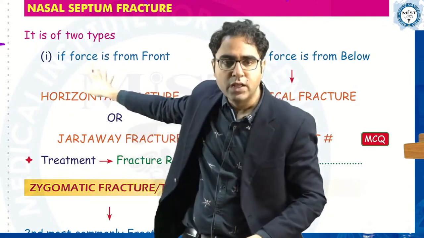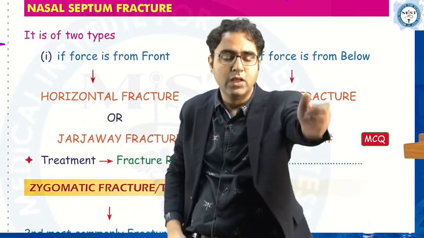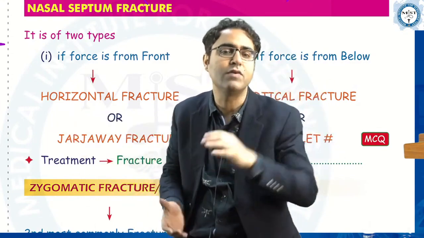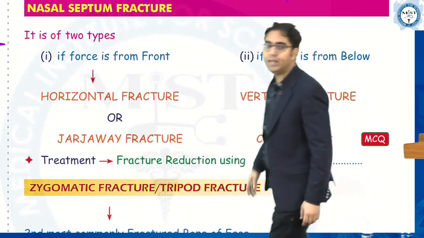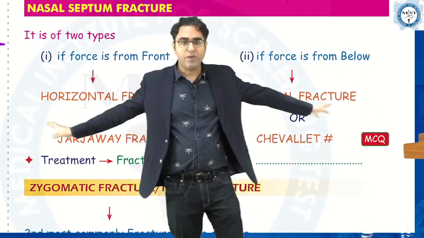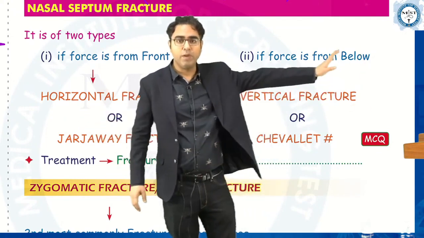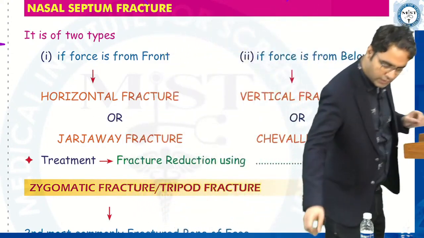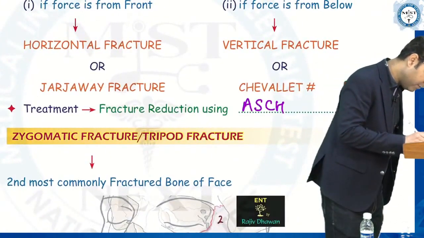So if force is from the front, horizontal fracture, and that's also called Jarjavay fracture. Speak up, beta. If force is from the front, it will lead to which fracture? Horizontal fracture. What is the name of the fracture? Jarjavay fracture. And if force is from below, beta, it will lead to vertical fracture, also called Chevallet fracture. So, two types of fracture, beta. Force from front, horizontal fracture or Jarjavay fracture, and force from below, vertical fracture or Chevallet fracture. Treatment is fracture reduction. Fracture reduction using ASCH forceps, beta.